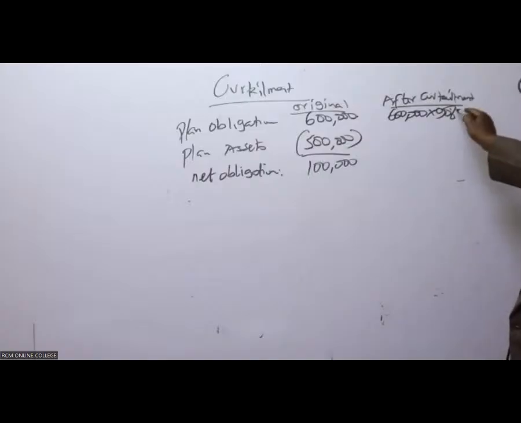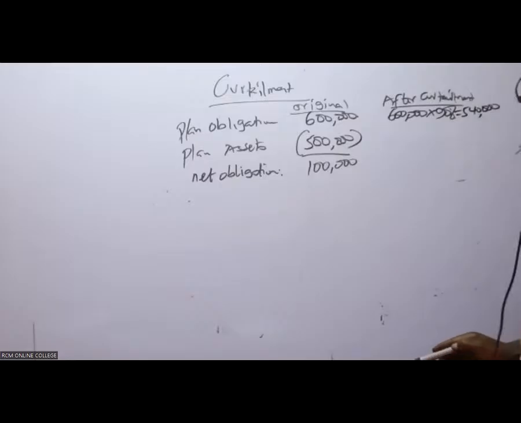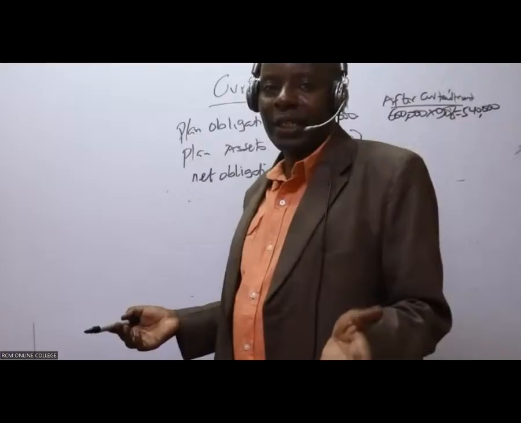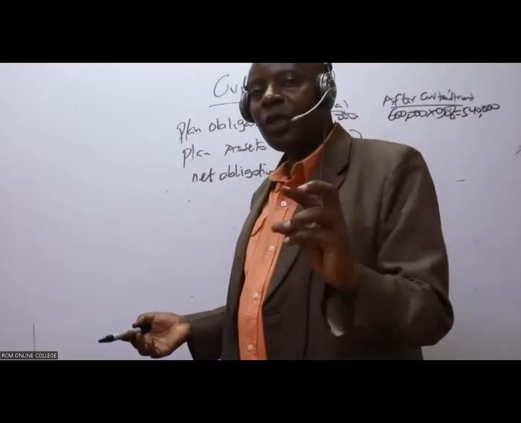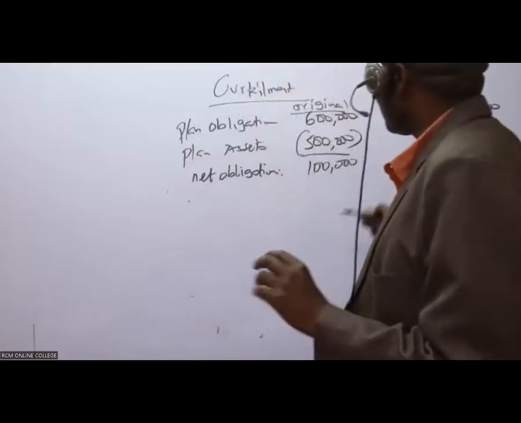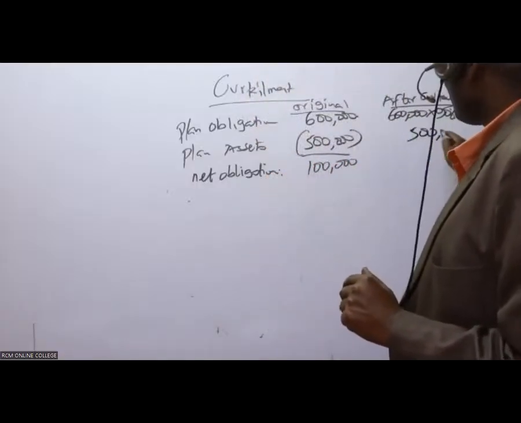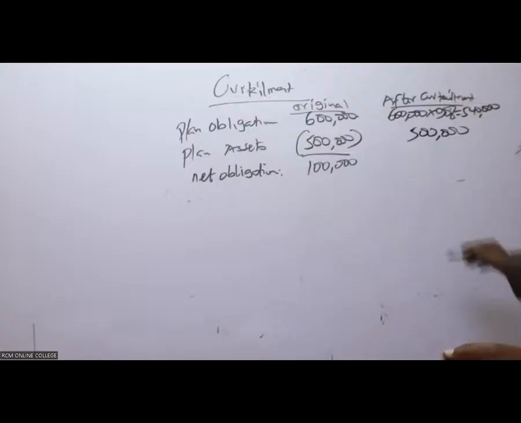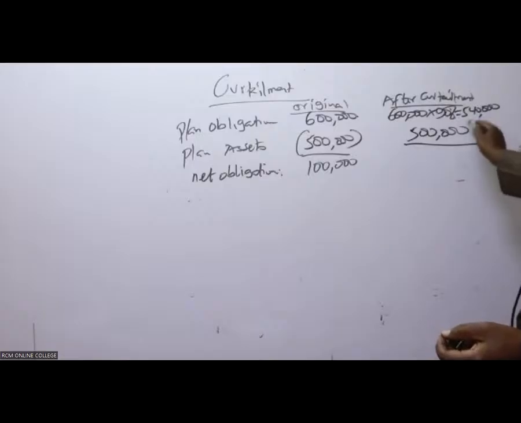Somebody is telling me that it is giving us 540,000. Remember, assets were not being affected. It's only the obligation that has reduced here upon curtailment. So the assets are going to remain the same, 500,000. So in this case, the new net obligation will be what here? Somebody will say 40,000.